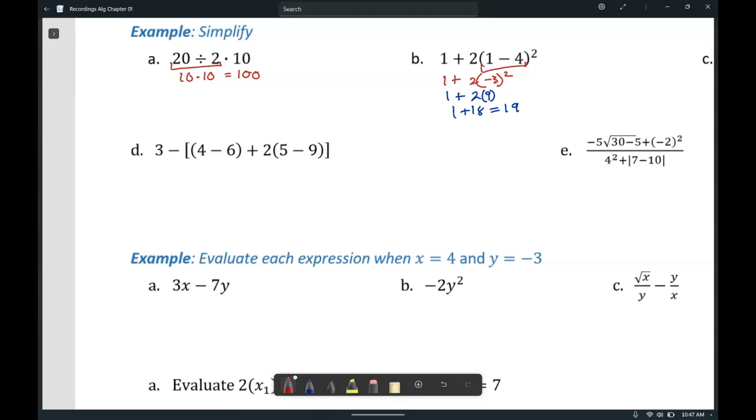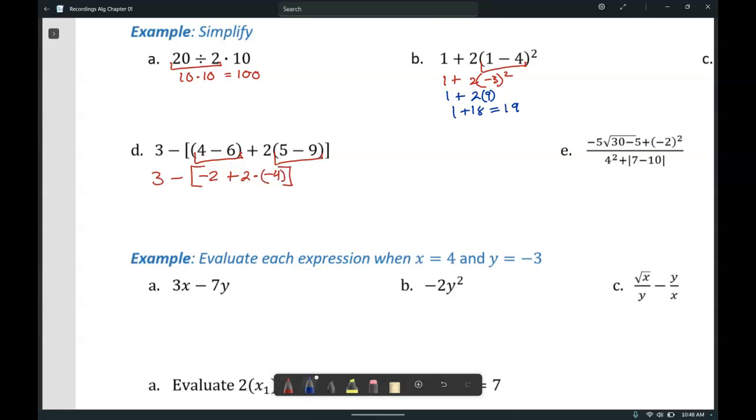Here we want to work from the inside out. So these are our innermost groupings. We want to take care of those subtractions. 3. And then our bracket, so 4 minus 6 is negative 2. Plus 2 times 5 minus 9, which is negative 4.